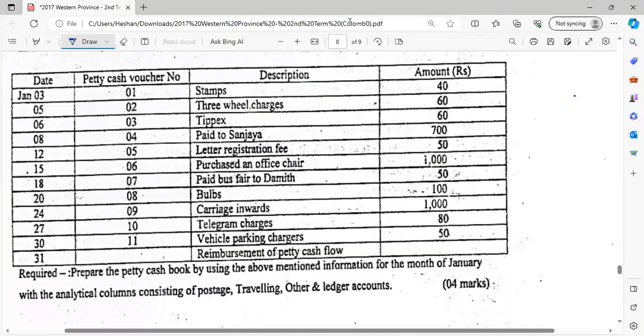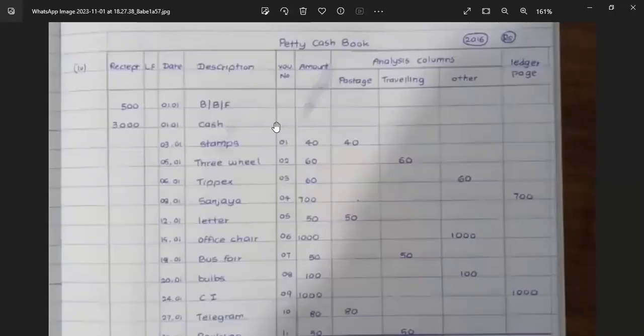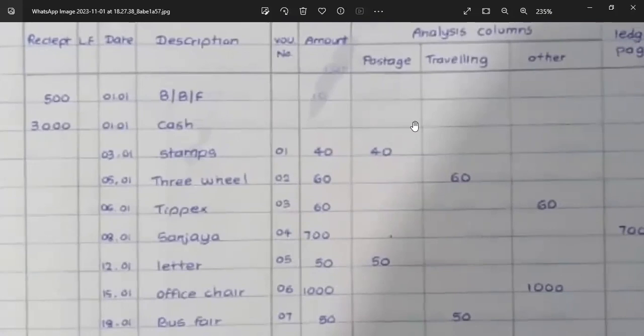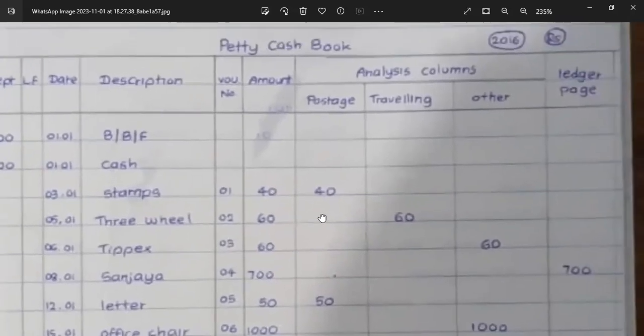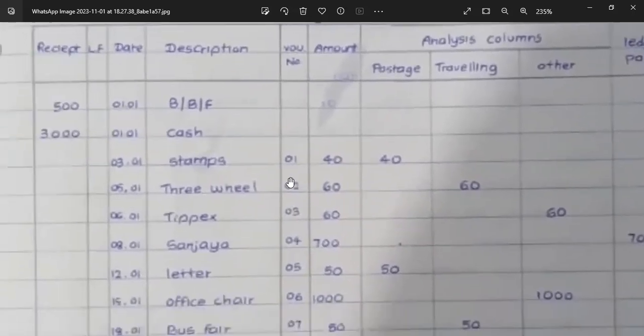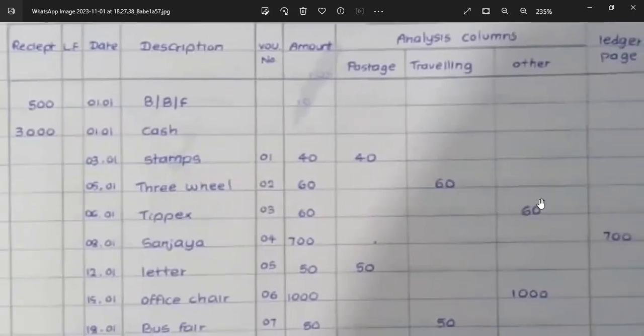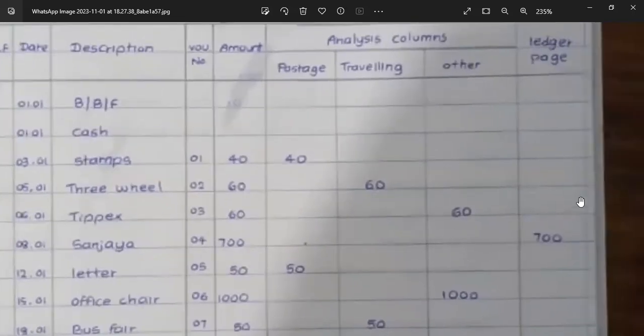Stamps 40. January 3rd, stamps 40. So petty cash book, amount 40, write it in postage. And the other one, three-wheel charges 60, you can write in traveling. Tipex 60, you can write it in other. Paid to Sanjay 700, you can write it in ledger page.